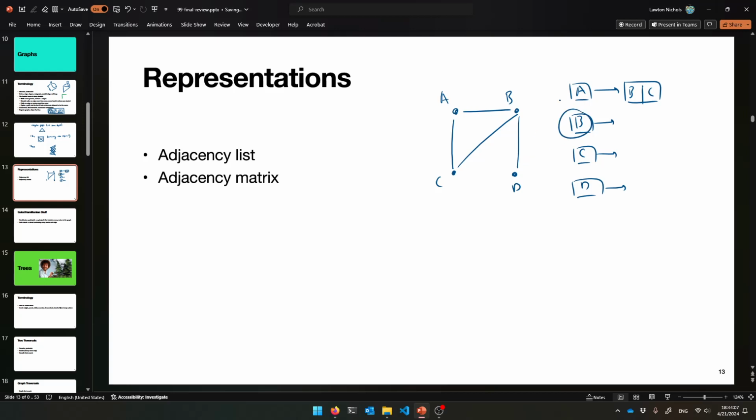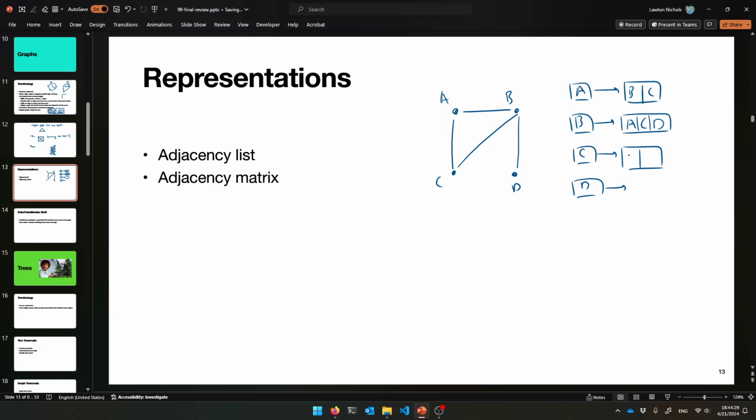And then B, what does it map to? It maps to a list of all the things that B is adjacent to. And that is all the other guys: A, C, and D. In any order. It doesn't have to be alphabetical, but I'll write it in alphabetical order for us right now. So B is adjacent to A, B is adjacent to C, B is adjacent to D. And then what about C? From its perspective, it's adjacent to A and B.